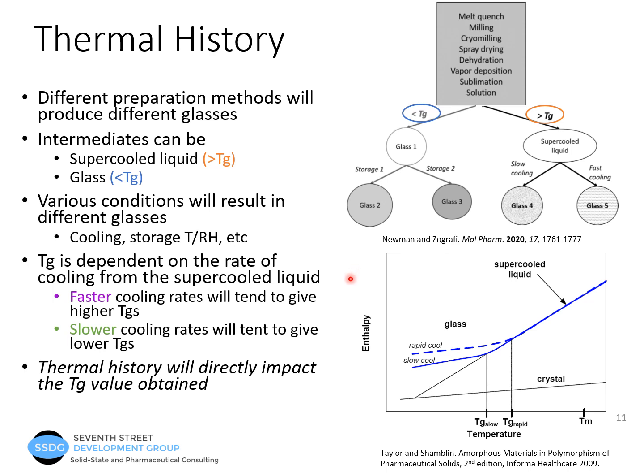Tg is also dependent on the rate of cooling from the supercooled liquid. If you decide to do a rapid cool, you will end up with a higher Tg. If you decide to do a slow cool, you will end up with a lower glass transition temperature. This thermal history, as we call it, will directly impact the Tg value obtained. So if you start getting variable glass transition temperatures, it could be that you're using different methods or you're storing them under different conditions, which is giving you different kinetic glasses.